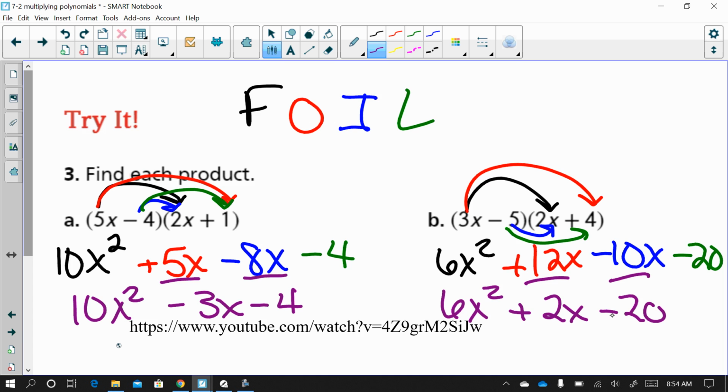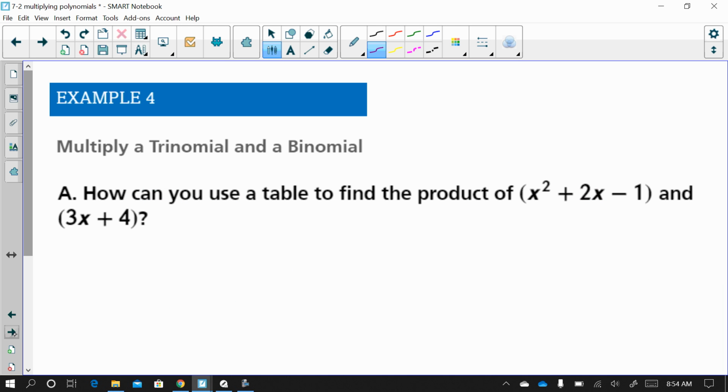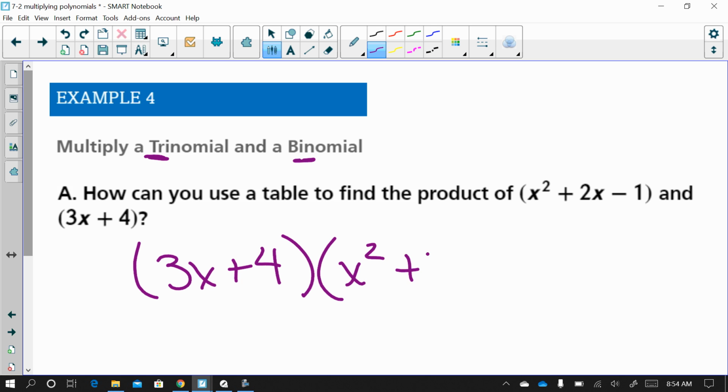Okay, so that's FOIL. Going along with FOIL, we can do a trinomial times binomial. Now, remember, tri means 3, bi means 2. I like to put it in order, smallest one first, then the bigger one. So I'm going to write the binomial first, 3x plus 4, and multiply it by my trinomial, x squared plus 2x minus 1.